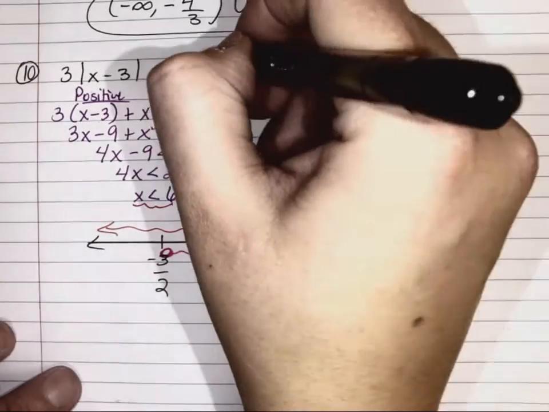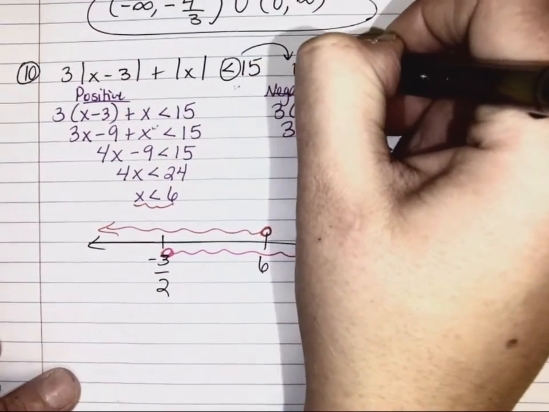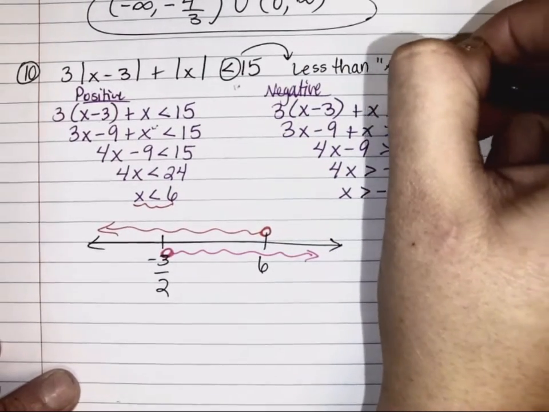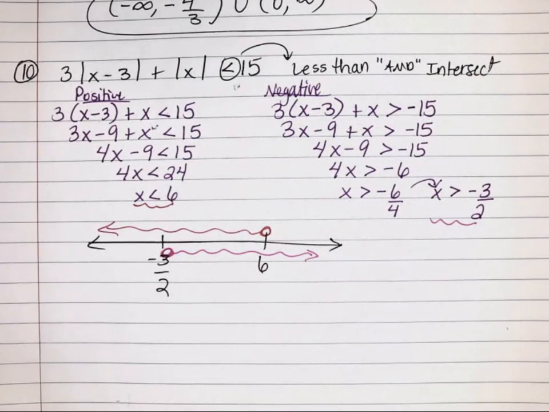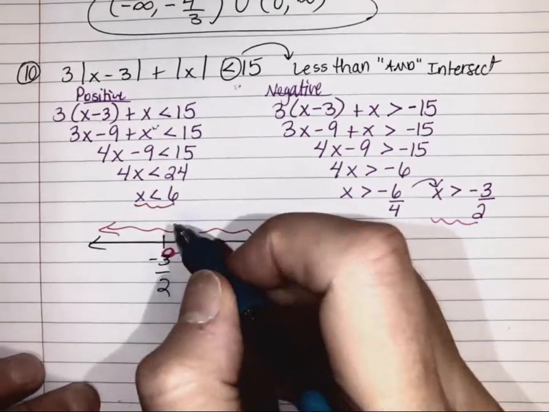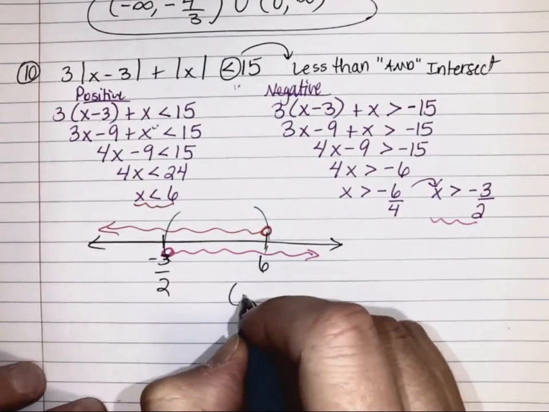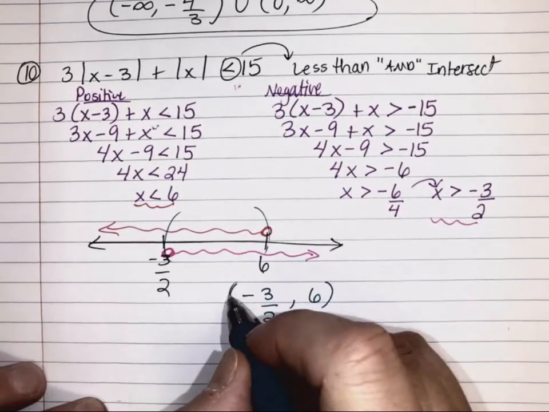Definitely finding out where they overlap, and the reason is this was a less than, which is "and." Less than and intersect or overlap. So notice the only place where you see a red solution on top of a pink solution, the only area is from here to here. And I say negative 3/2 to 6 is the only place.